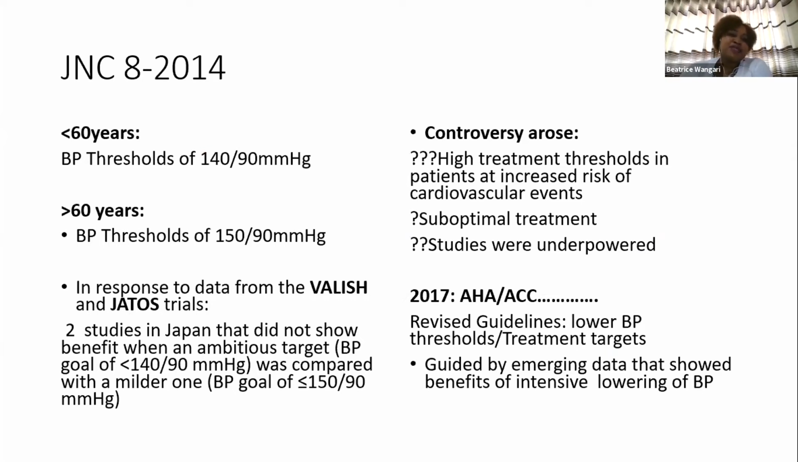Now, around 2014, the 8th Joint Commission on the Diagnosis and Treatment of Hypertension actually went up with the thresholds for people less than 60 years old. They set the threshold of 140/90, and for those people who are older than 60 years, the thresholds went up to 150/90. This was based on, among other data, 2 studies which were done in Japan, which did not show benefit when an ambitious target blood pressure of less than 130/90 was compared with milder ones of goals of 150/90.